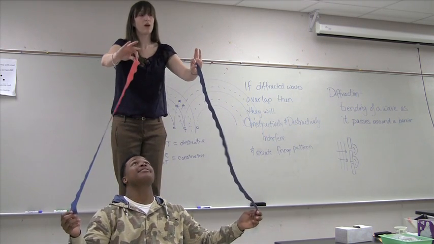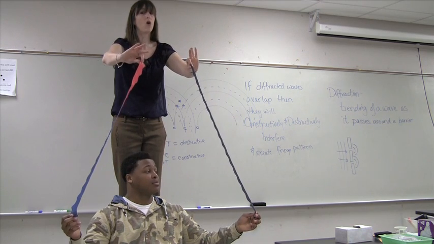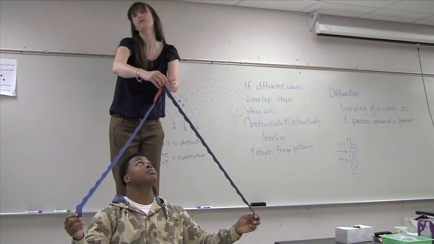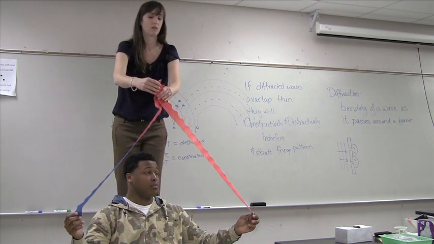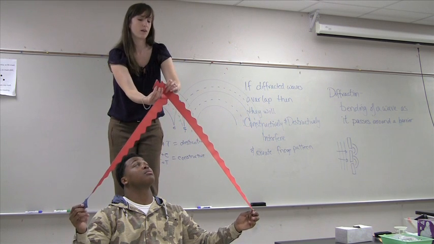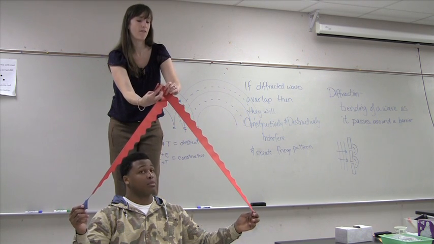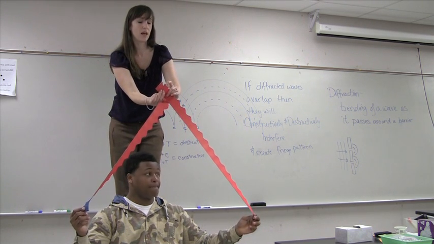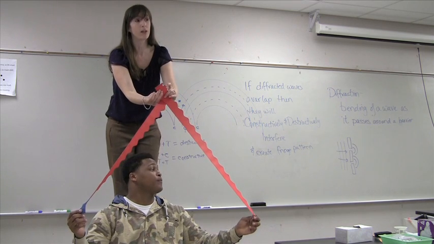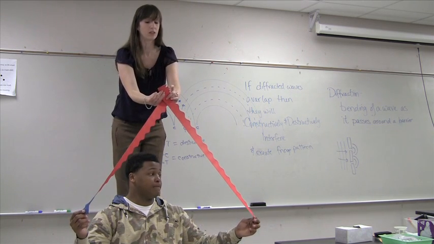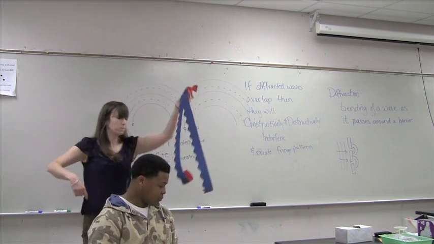Okay, so to have constructive interference, it has to be a whole wavelength off. What about destructive interference? What do I have there? I have a trough and I have a crest. They have to be half a wavelength off all the time for destructive interference.